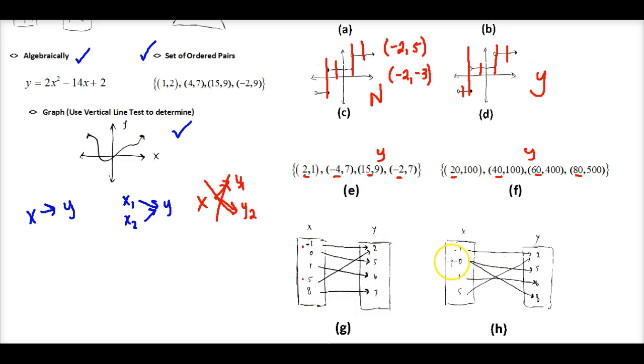However, in this case, we see here that 0 is trying to match up with both 5 and 8 at the same time, and that can't happen. So in this case, we know that this is not a function. And over here, since two people can be in one place at the same time, we know that this is a function.